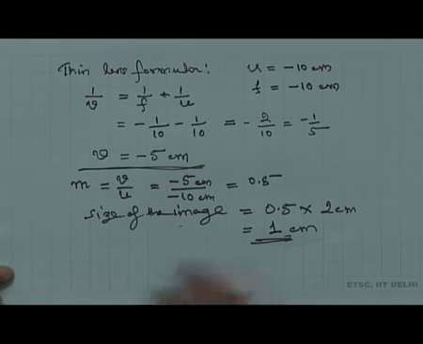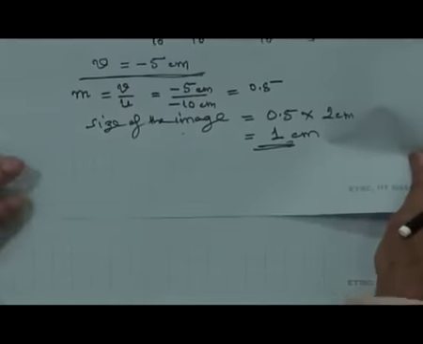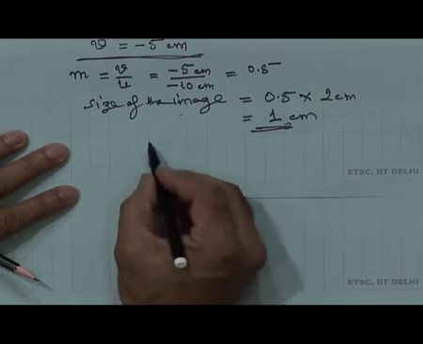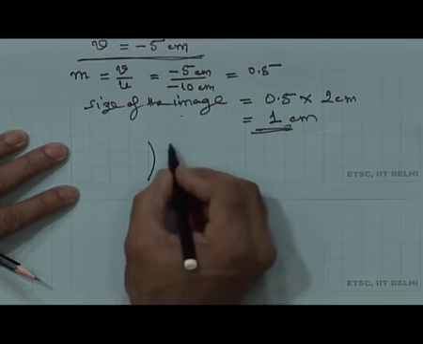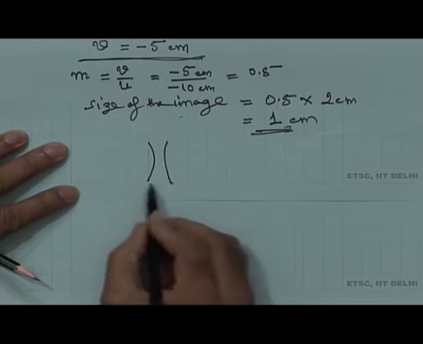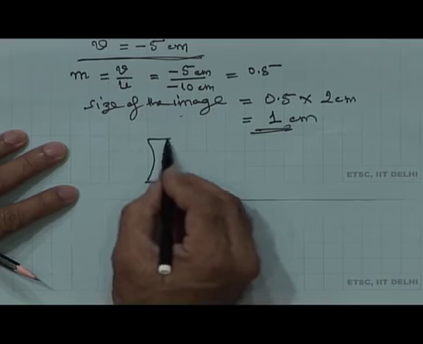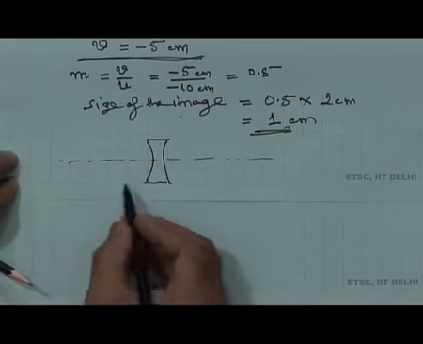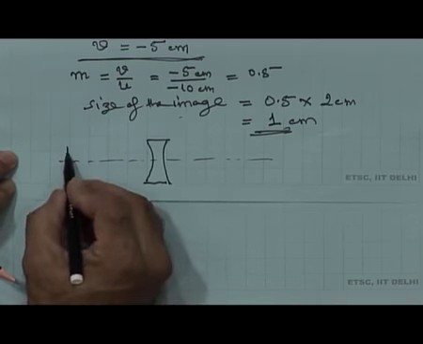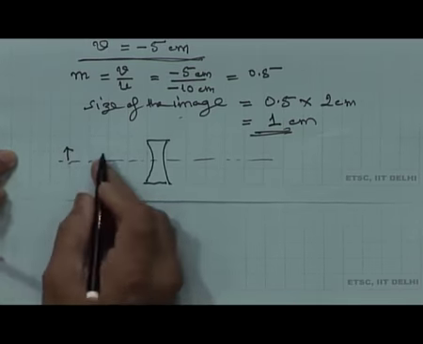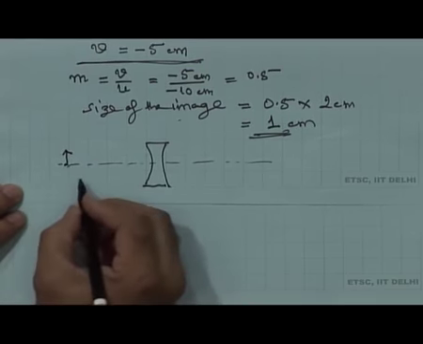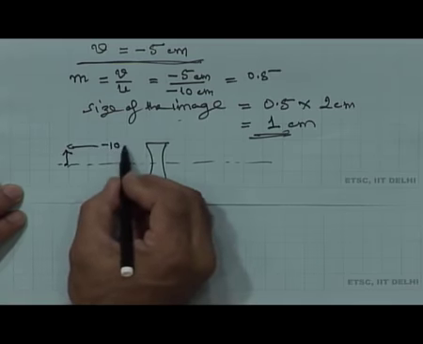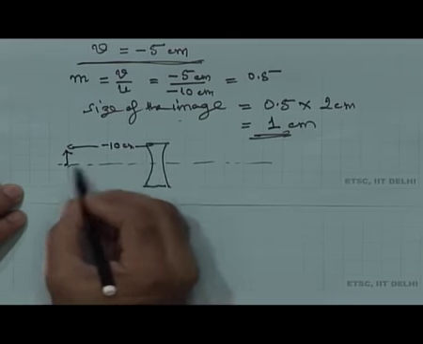So, with these two data, let us try to draw the diagram here. Here we have a biconcave lens. The axis is shown here, this is the axis, and here is the object. So, this is the focal length and also the object distance. So, this is minus 10 centimeter, this distance.